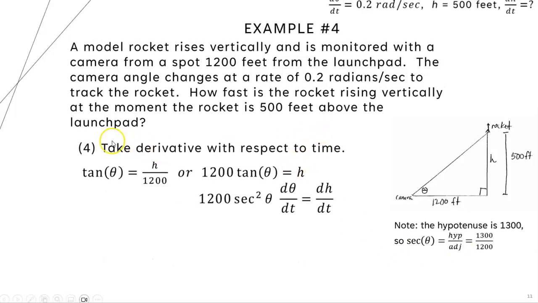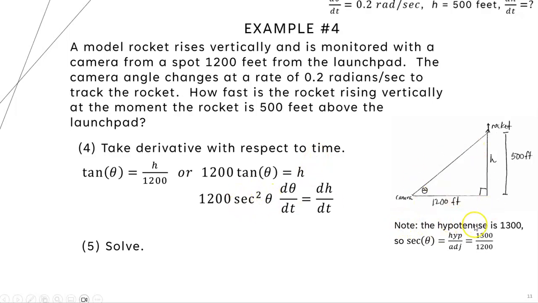Okay, so step 4, we want to take the derivative with respect to time. It's a little bit tricky to do tangent of theta is equal to h over 1200, so I recommend that you multiply both sides by 1200, and you get 1200 tangent of theta is equal to h. Derivative of that would be 1200 secant squared of theta, dθ/dt, equals dh/dt. So now we need to solve. We need to fill in whatever secant of theta is, and whatever dθ/dt is. dθ/dt we already know is 0.2 radians per second. So the only question is what is secant of theta?